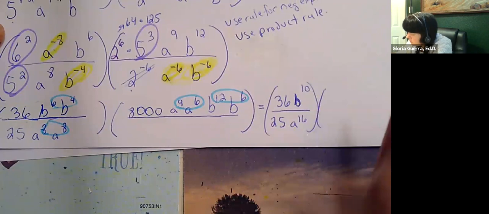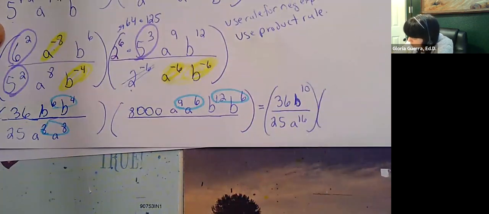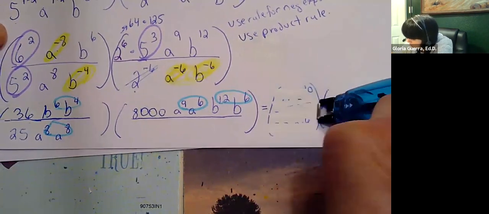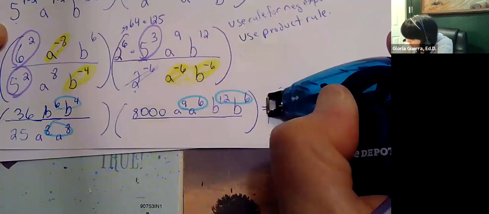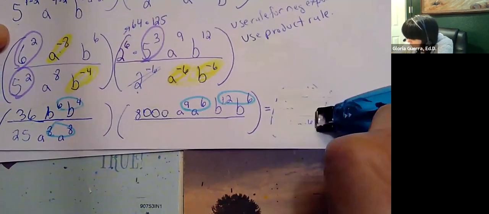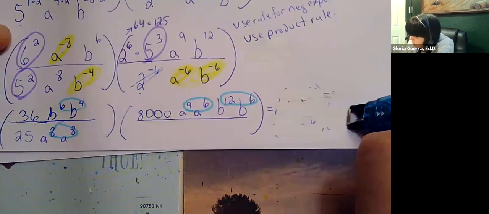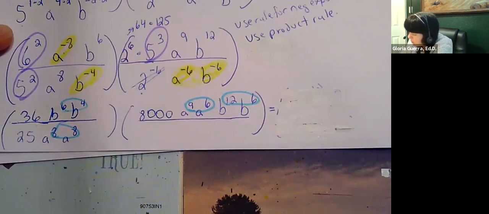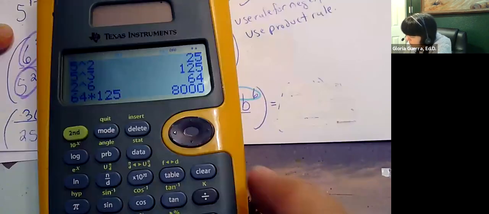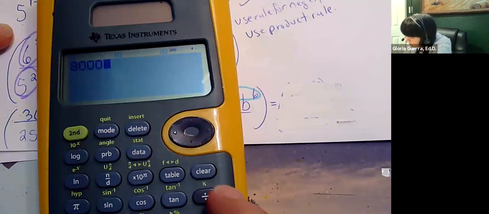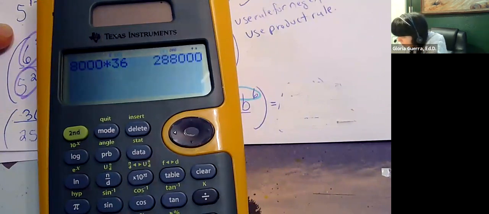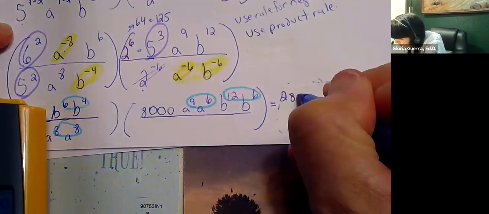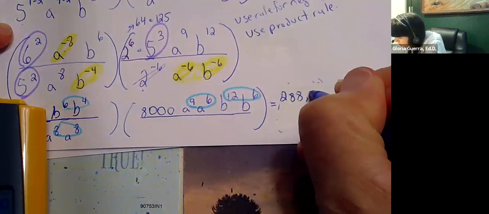And let me also do this. See that 8,000 and that 36? Let me go ahead and multiply those, get those out of the way and simplify them. So see the 8,000 times the 36? Let me go and get that out of the way. 8,000 times 36 is 288,000.